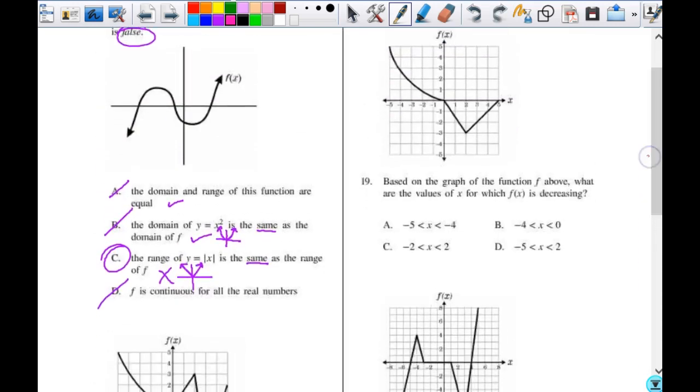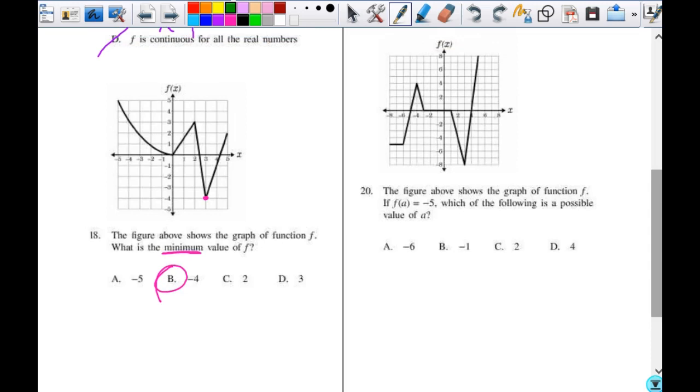19. Based on the graph of the function f above, what are the values for x for which f of x is decreasing? Okay, so it is decreasing from here, still decreasing, doesn't start increasing, still decreasing, even though it changes a little bit, starts increasing here. So it goes from negative 5 to positive 2. So from negative 5 to positive 2, that would be D.